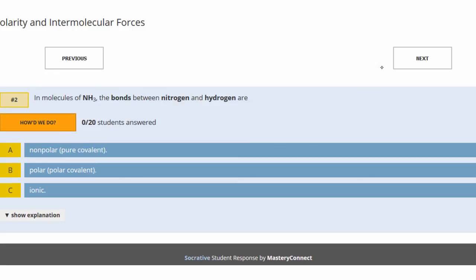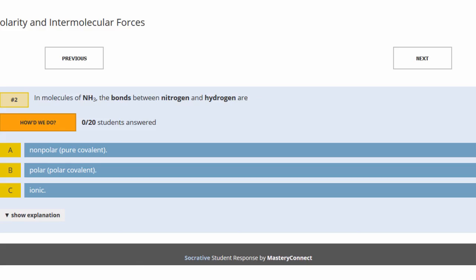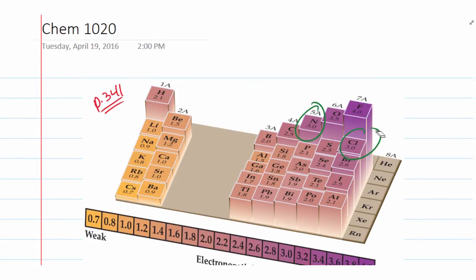Next up, in molecules of NH3, and I'm going to show you that structure again here in just a moment. In molecules of NH3, and now you can use your electronegativity table if you need to, the bonds between nitrogen and hydrogen, are they nonpolar, are they polar, or are they ionic? So if you need the electronegativity values, hydrogen sits here at 2.1, nitrogen at 3.0.